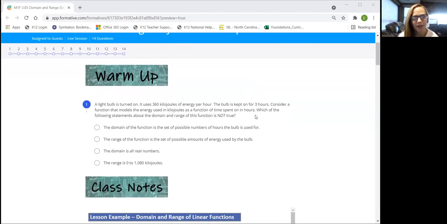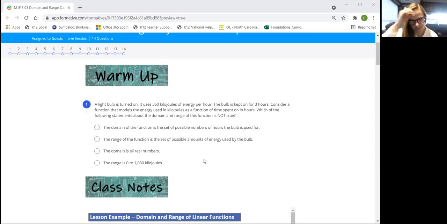Your warm up today is: a light bulb is turned on and uses 360 kilojoules of energy per hour. The bulb is kept on for 3 hours. Consider a function that models the energy used in kilojoules as a function of time spent in hours. Which of the following statements about the domain and range of the function is not true?